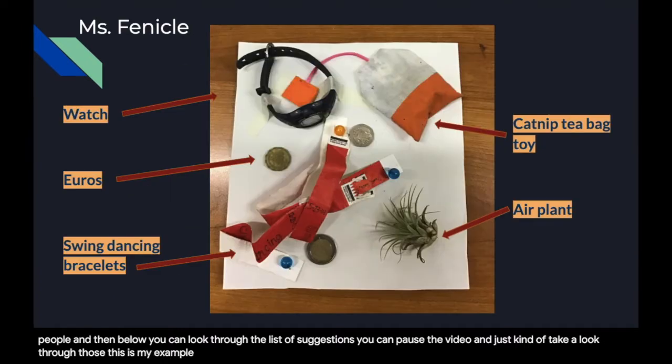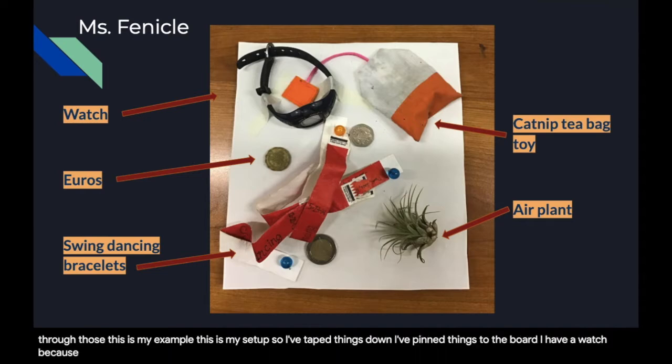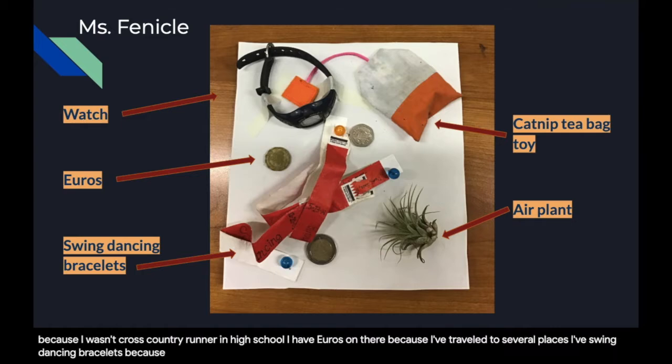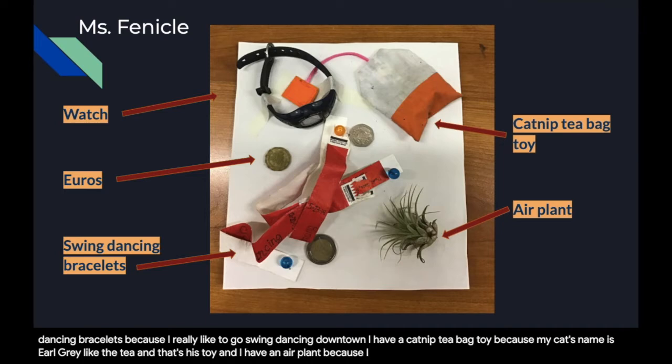This is my example. This is my setup. So I've taped things down. I've pinned things to the board. I have a watch because I was a cross-country runner in high school. I have euros on there because I've traveled to several places. I have swing dancing bracelets because I really like to go swing dancing downtown. I have a catnip tea bag toy because my cat's name is Earl Grey, like the tea, and that's his toy. And I have an air plant because I love plants. So all those things are attached to my autobiographical still life.